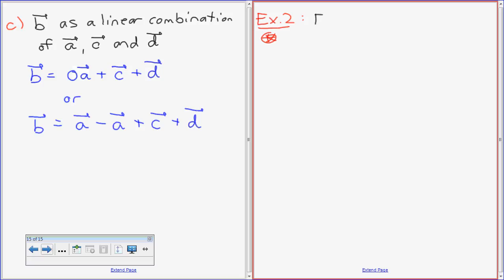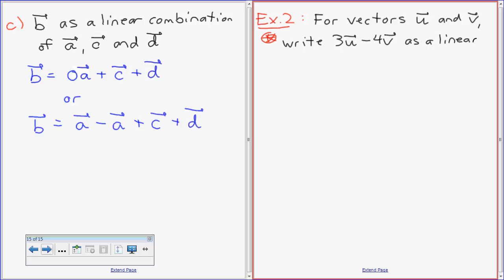For vectors U and V, write 3U minus 4V as a linear combination of U plus V and U minus V.